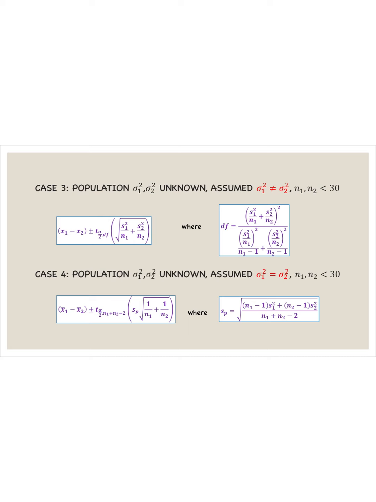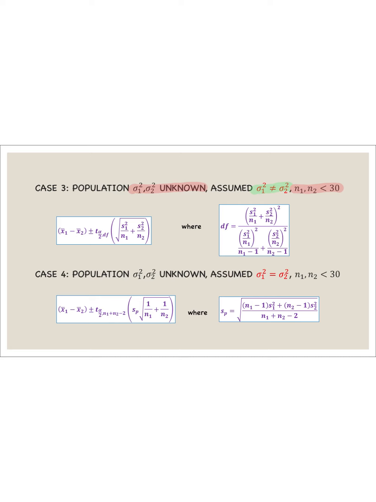Case number 3, population variance unknown, but we need to assume that the variances are not equal, and the sample sizes are small, N1 and N2 less than 30.